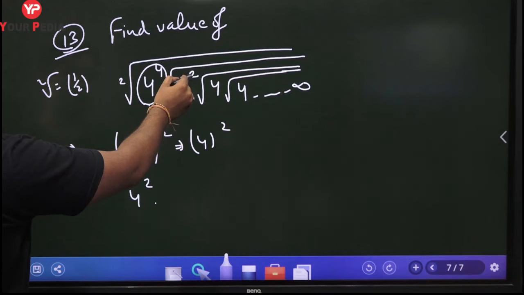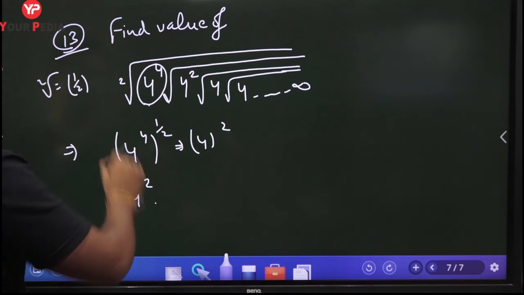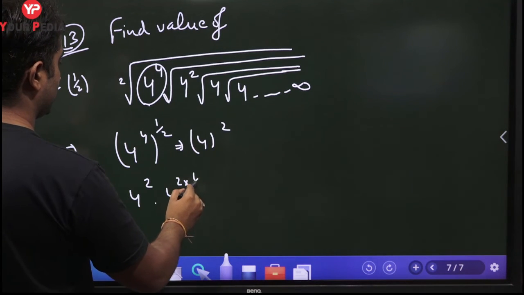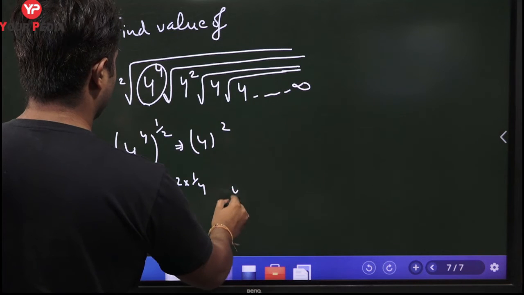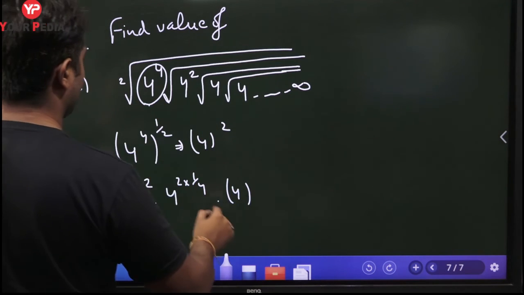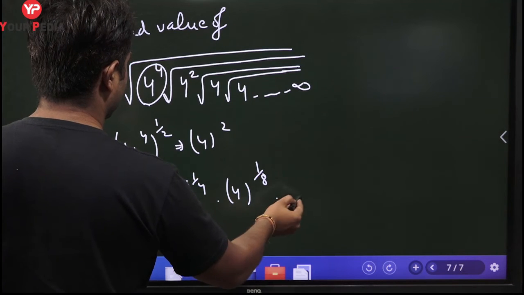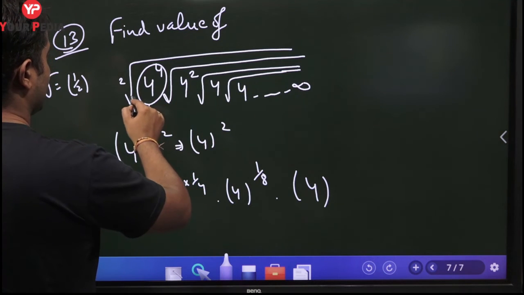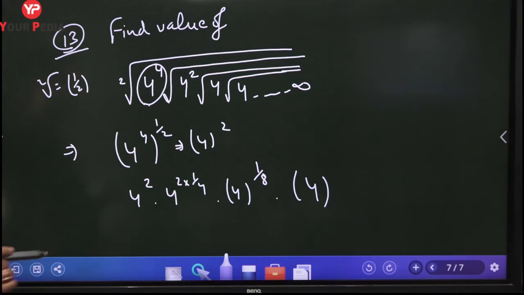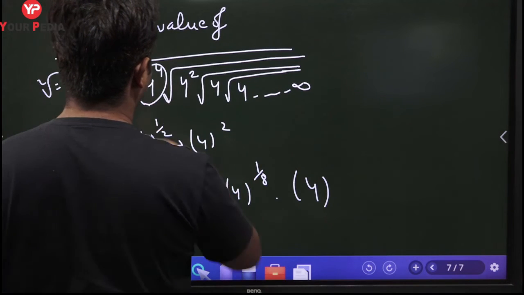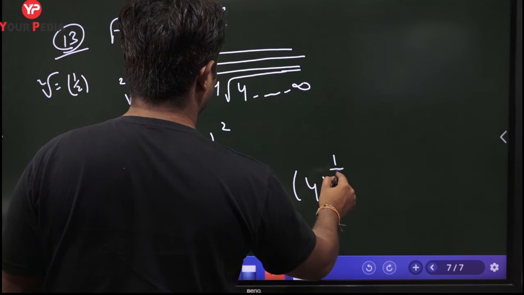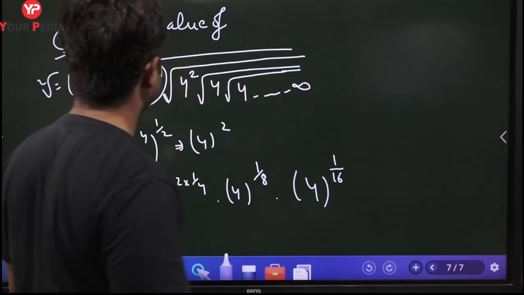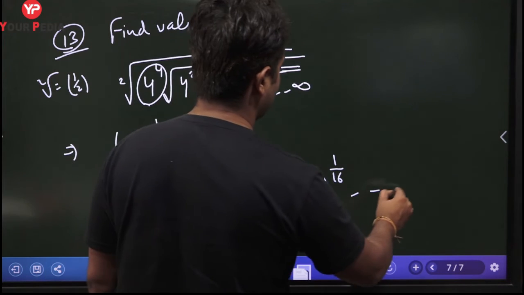And further, this 4 square is under 2 square roots, so that is 1 by 2 and 1 by 2, so that is 1 by 4. So 4 raised to power 2 into 1 by 4. Next, also like this, this 4 is 1 by 2, 1 by 2, 1 by 2, so that is 1 by 8. Accordingly you can do this 4 also, 1, 2, 3, and next 1, 2, 3, 4. So that is 1 by 2, 1 by 2, 1 by 2, so that is 1 by 16, up to infinity.